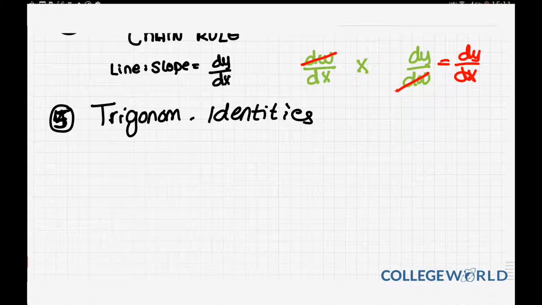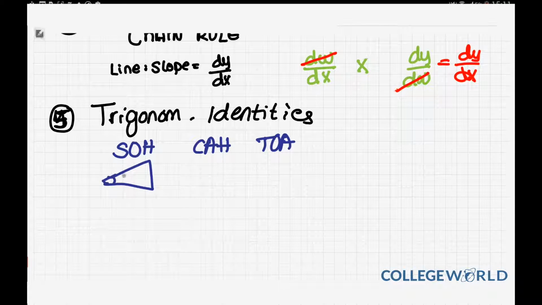If you remember, the main rules were like so, SOH CAH TOA, in case you have any triangles to solve. Here, if you have a triangle with the angle here, that's supposed to be alpha, this is your opposite, this is your hypotenuse, and this is your adjacent. Your sine is opposite over hypotenuse, your cosine is adjacent over hypotenuse, and your tangent is opposite over adjacent.